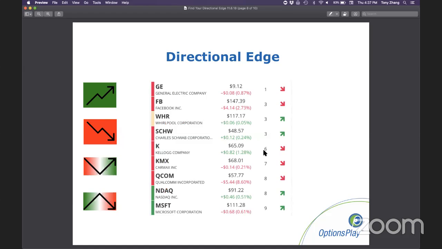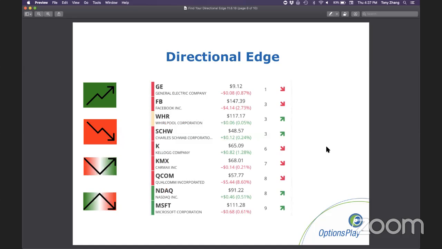Same thing with Kellogg, score of 6, which is fairly neutral, but the trends are bearish. So that's telling me that this is a stock that's starting to turn around. This is how you can scan a big list of stocks without having to go through each individual one, looking at chart by chart and analysis by analysis, and quickly get an understanding as to where you want to start.